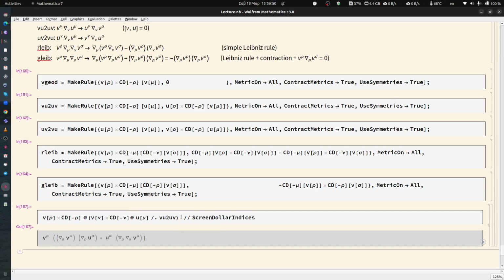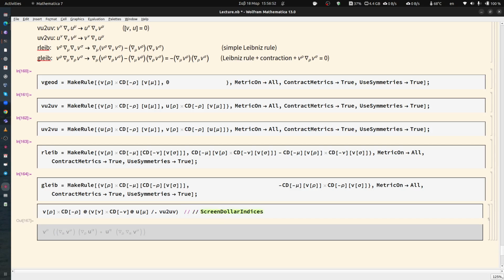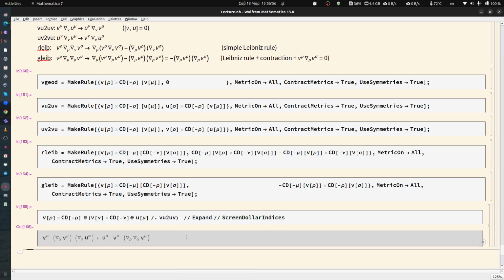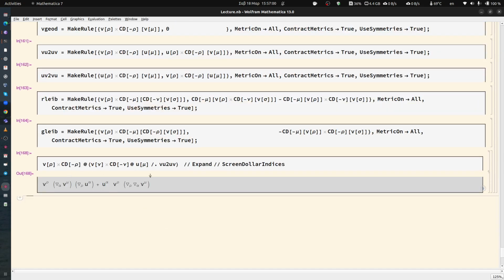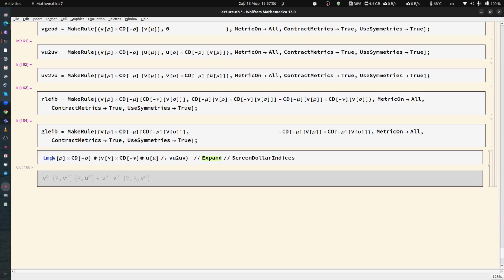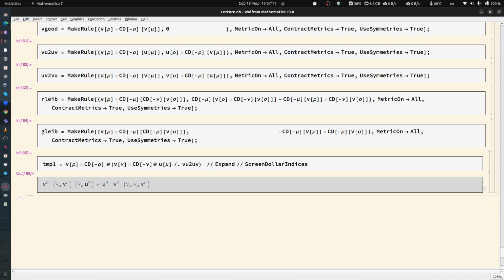And then I can also expand it using the well-known Mathematica function here. So I like this expression, so I keep it in a symbol TMP1. That is TMP1.